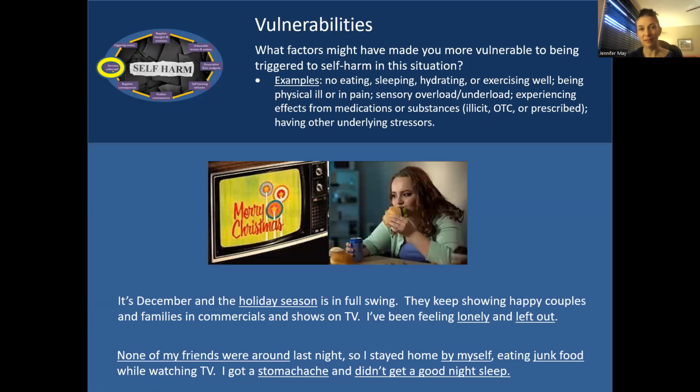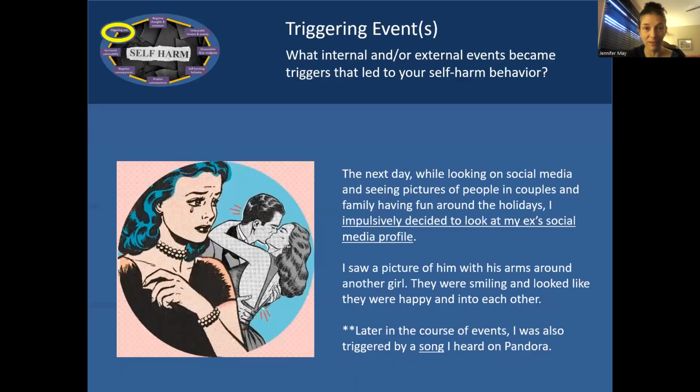And so some little minor behaviors already started. I was eating junk food, and that set me up for a stomach ache and not sleeping well. So not sleeping well and not feeling well because of the stomach ache is already making you more vulnerable, in addition to all this holiday stuff going on. So this already happened, and now the next day is coming.